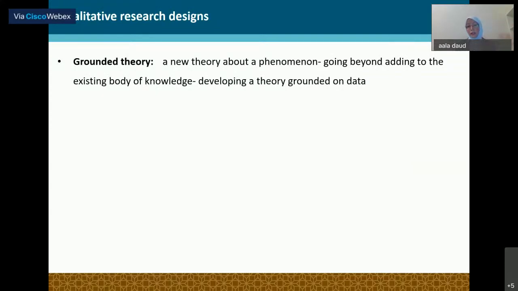Now, qualitative research designs. There are several designs, so I'll just be briefly touching on some of them, and some of the names you might come across in the literature, just to simplify them. The first qualitative research design that we're going to mention is grounded theory, and that's when a new theory about a phenomenon is achieved. So it's going beyond adding to the existing body of knowledge. You're actually trying to develop a theory grounded on data.